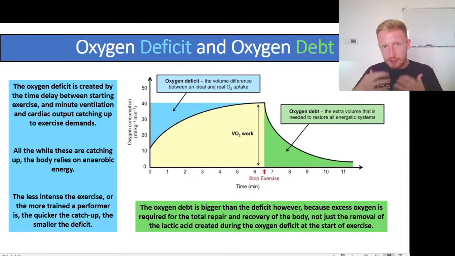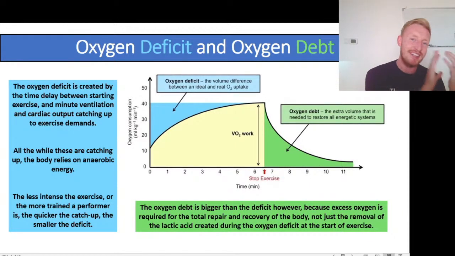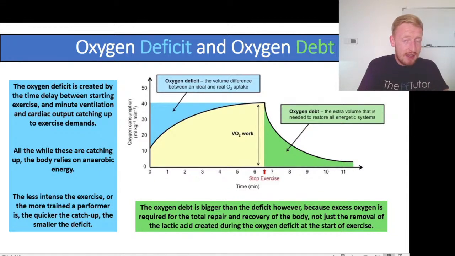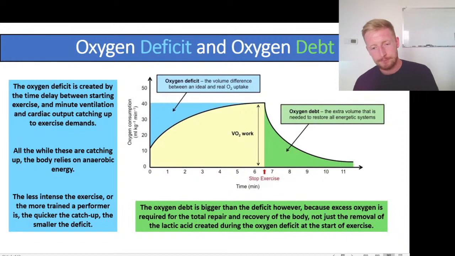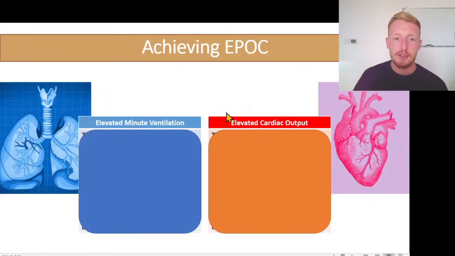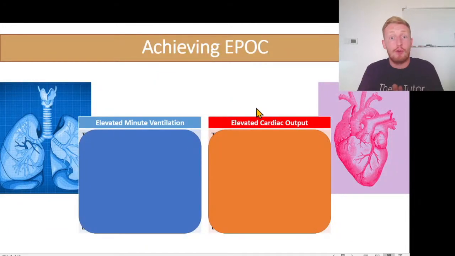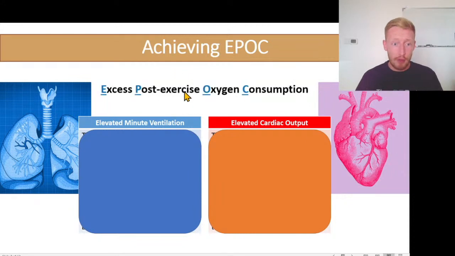We continue to consume it to repay what we needed at the start, but we didn't have it. So we produced lactic acid. So now we need to get rid of lactic acid. So how do we get there? Well, I've obviously already said the elevation of the cardiorespiratory system. But how do we achieve those?